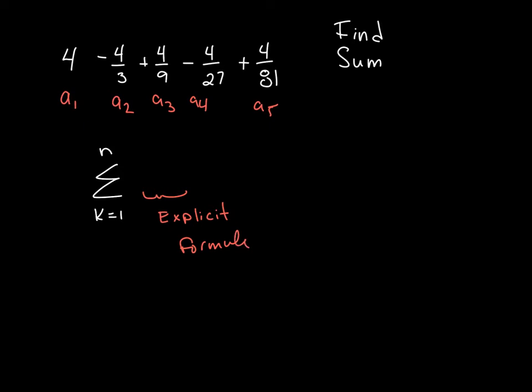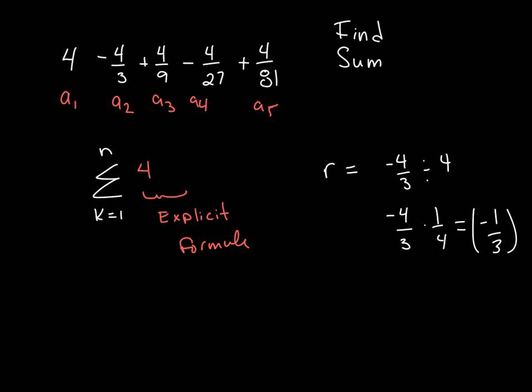Which is just the first term, a1, so that is 4. Now the next thing we need to do is find the common ratio. So the common ratio is just going to equal negative 4/3 divided by 4, or negative 4 over 3 times 1 over 4. So that common ratio in this case is negative 1/3.